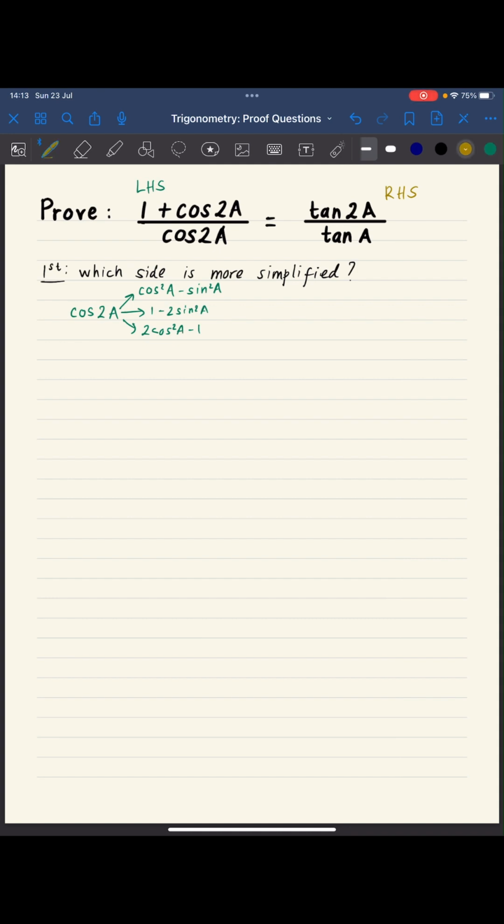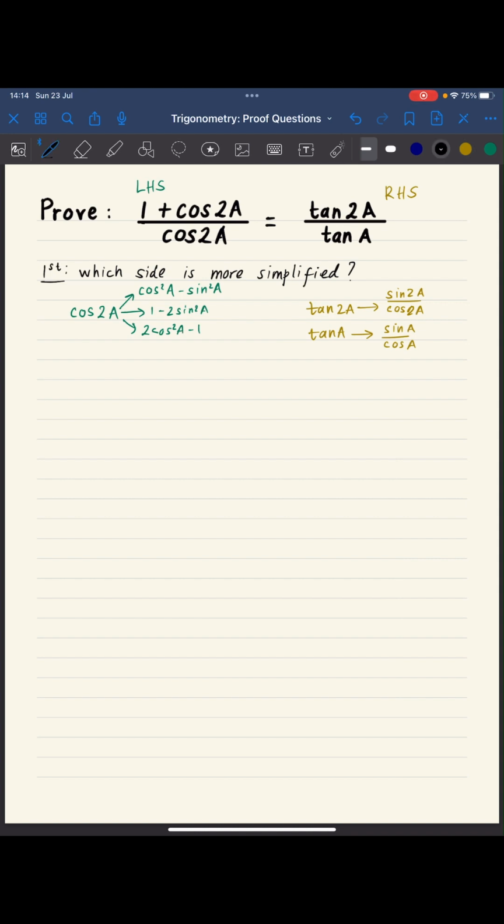The right hand side, we have tan 2a and we have tan a. And we know tan in general is only going to open up in one way. Tan 2a will open up as sine 2a over cos 2a, and tan a will open up as sine a over cosine a. So maybe we want to do that. Actually, we do want to start. Let me not say maybe. We definitely want to start with the right-hand side.